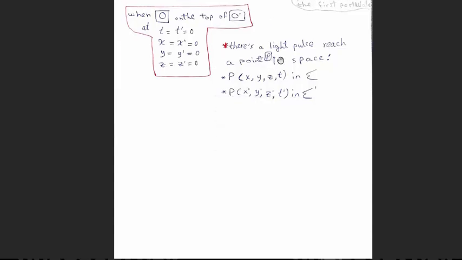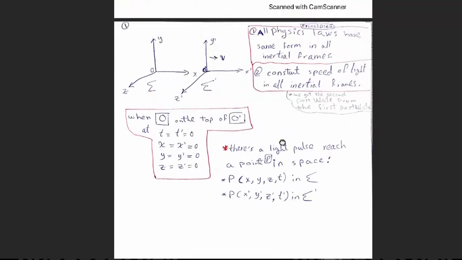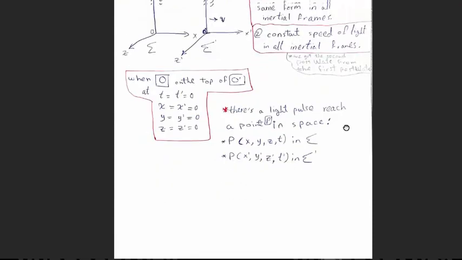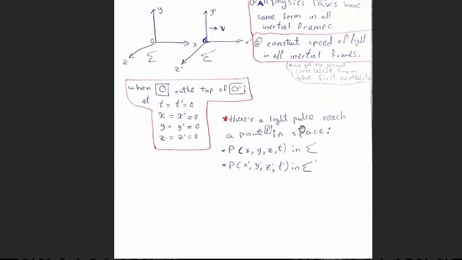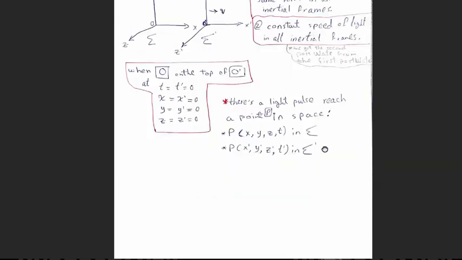So we have a light pulse here. We open the shutter and close it, and the light pulse reaches a point P in space. The coordinates of this point in sigma are x, y, z, t, and this point also has x dash, y dash, z dash, t dash in the frame sigma dash.